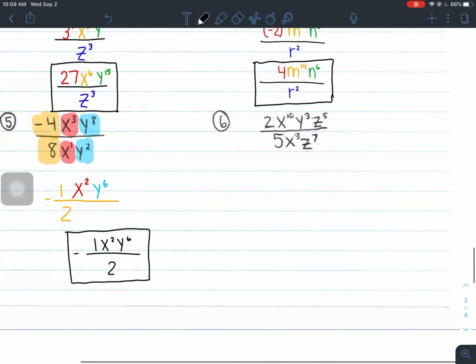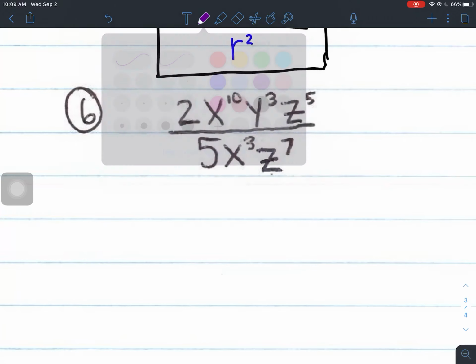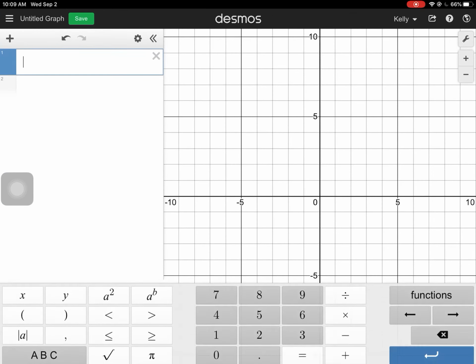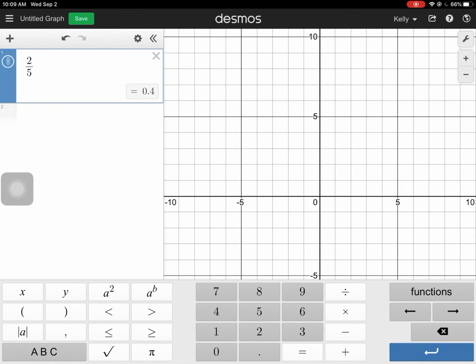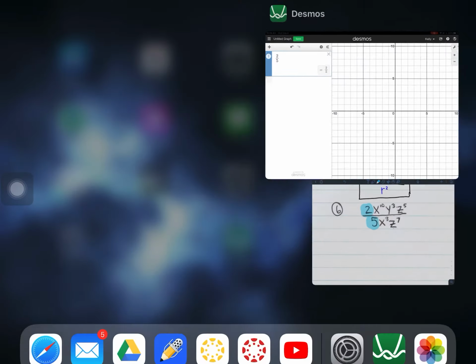And that's fine. Okay, last one, number 6. Now here you're looking to see, I don't have parentheses, so there's nothing for me to distribute. But I'm going to ask, are there any like bases anywhere? Yes, I do. Now, regular numbers, you would divide like normal because they're regular numbers. 2 divided by 5. So let's put that in a calculator. Put that in fraction form and get 2 divided by 5.